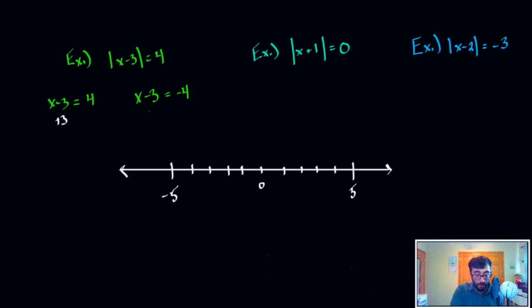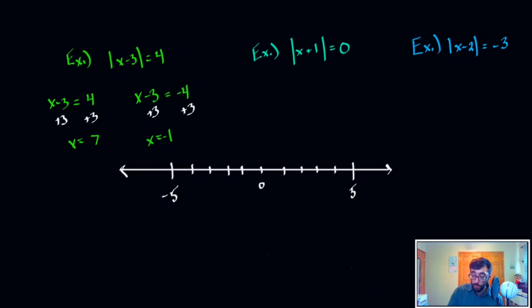So for each of these, I would be adding 3 to each side. I don't know why I skipped this one right here. We'd be adding 3 to each side to get x is equal to 7 and x is equal to -1. Okay, x is equal to 7 and x is -1. And now, these solutions are the answer to this equation.